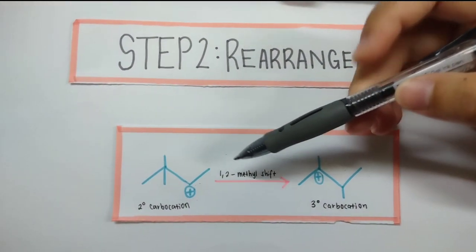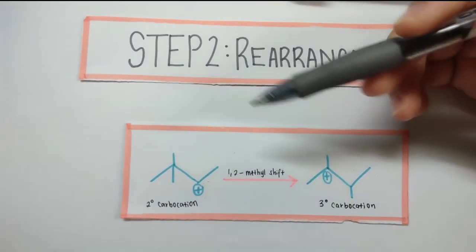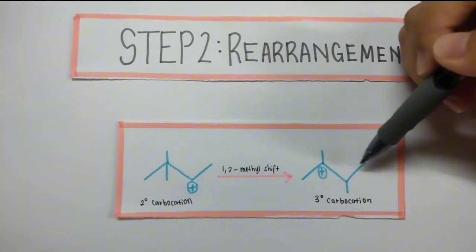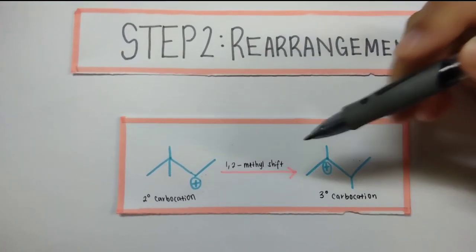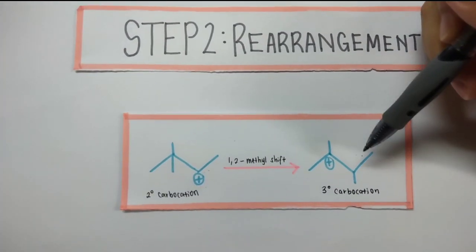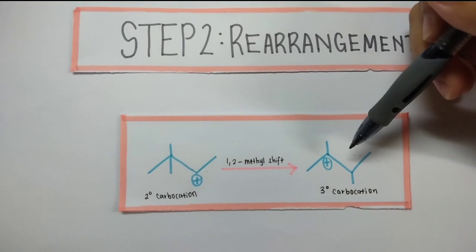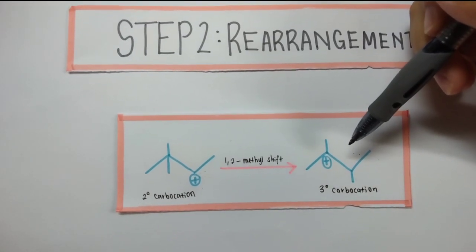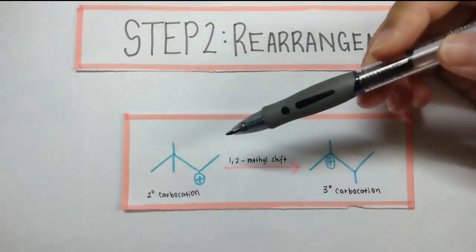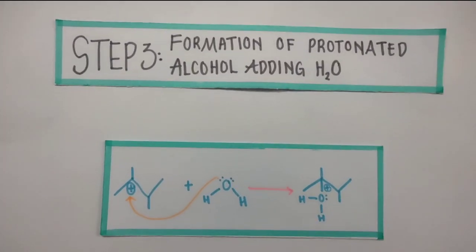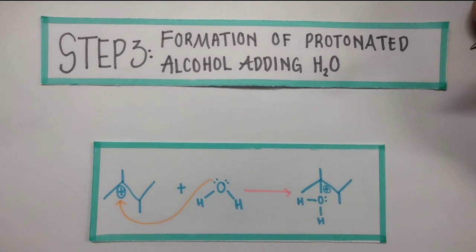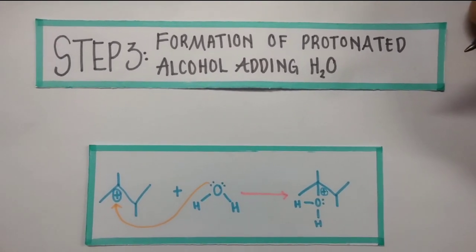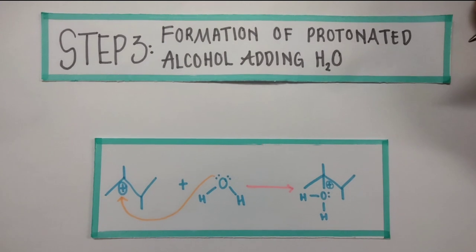After the 1,2-methyl shift, a more stable carbocation is formed here. In this case, the positive charge is located on a tertiary carbon, which is more stable than the previous secondary carbocation. Now let's move on to the third step, which is the formation of protonated alcohol by adding H2O.